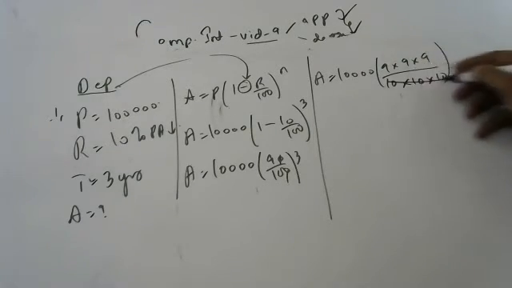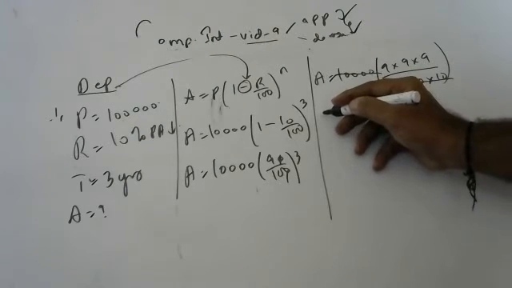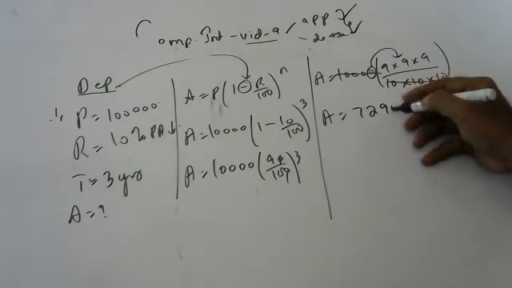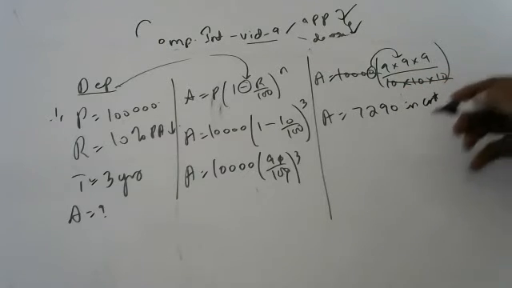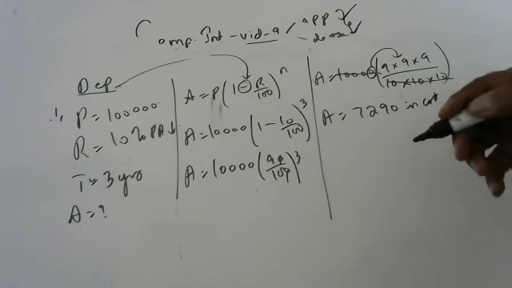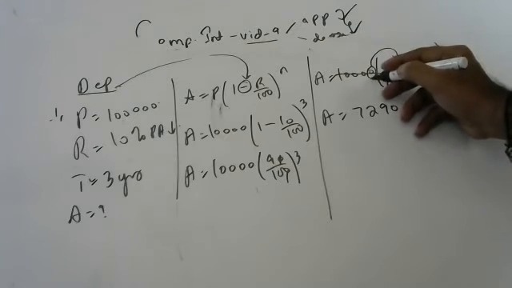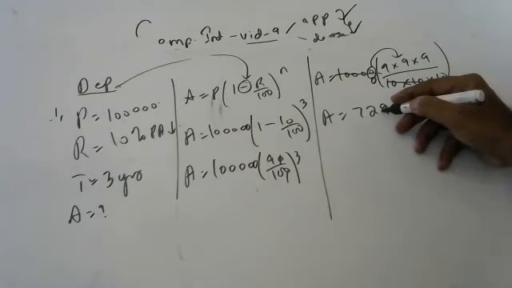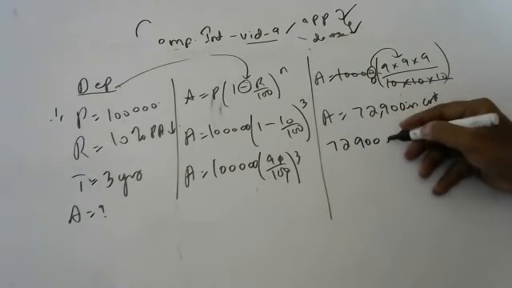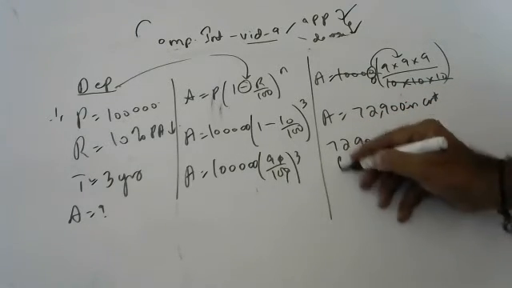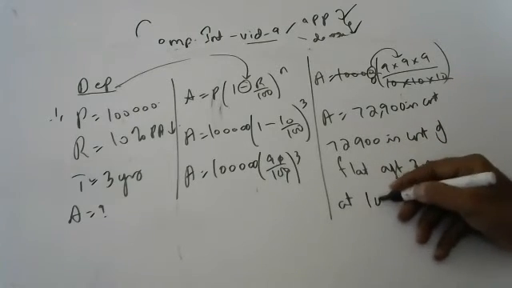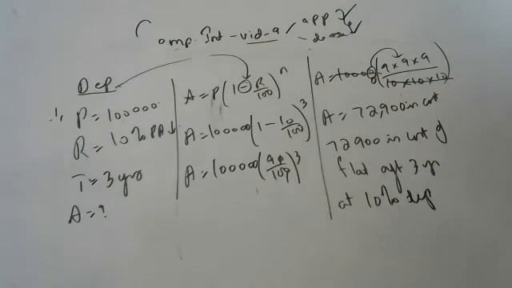1 lakh into 729 by 1,000. One zero will be left over, so 72,900 is the price. So 72,900 is the cost of the flat after 3 years at 10% depreciation per annum.